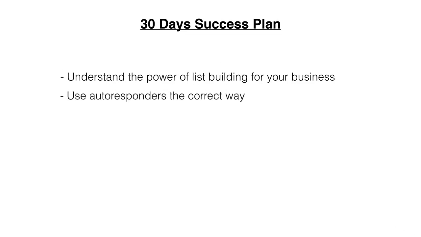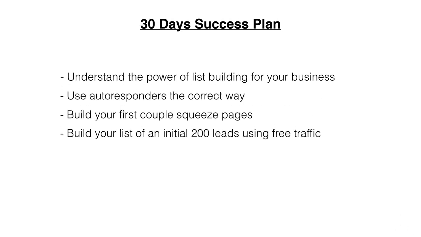Now, secondly, we're going to use autoresponders the correct way. So we're going to talk about the setup. We're going to build your first couple of squeeze pages, as well as build a list of an initial 200 leads using free traffic. So I'm going to show you both free traffic and paid traffic. You can jump straight into paid traffic if you feel like it, but I want to give you the opportunity to get that money and get those leads even with free traffic.